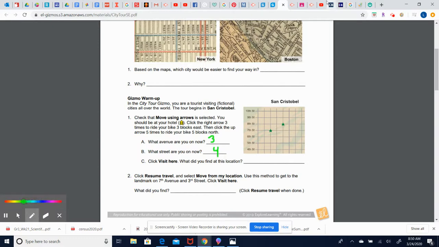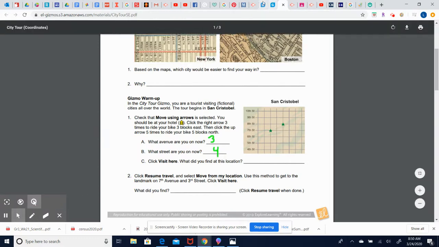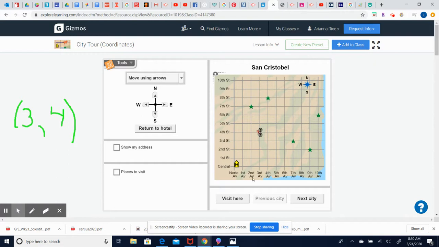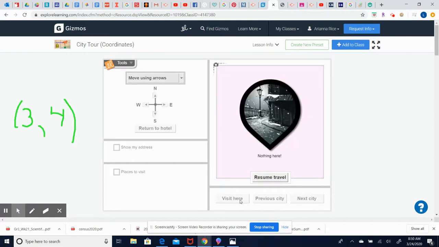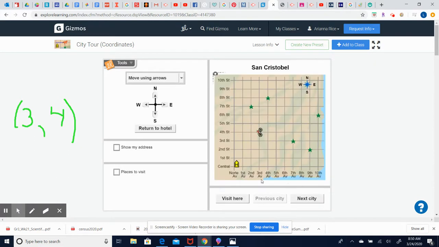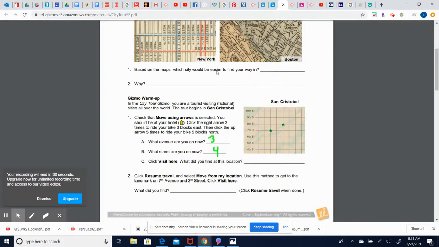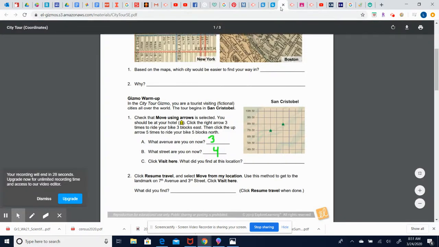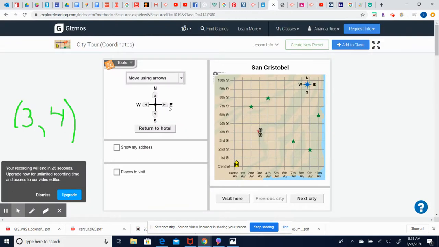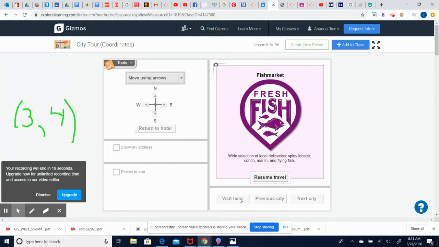Okay, so let's go back and click visit, like it's telling us. Visit here. All right, there's nothing there. Let's make sure I followed the directions. Oh, I did not. We were supposed to go 5 clicks north. All right, now let's visit here. There we go. Now we are at the fish market.